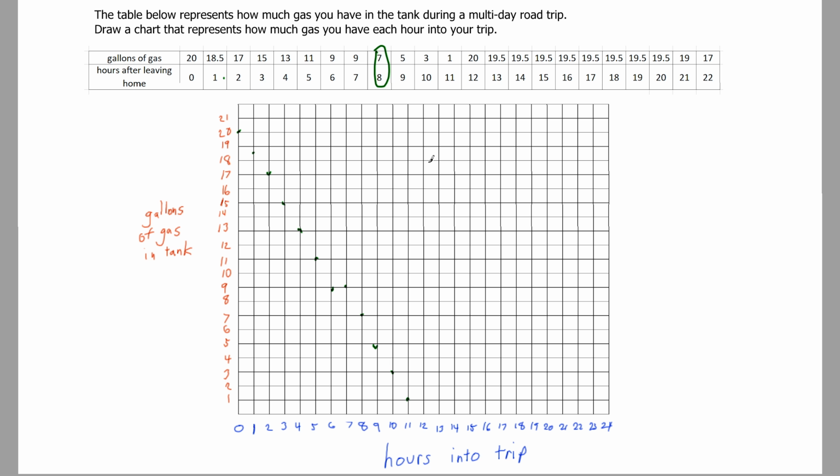So we find 12, go up the line to where it intersects with the 20 line, and put a dot right there. Then we only lose half a gallon the next hour. All right, 19 and a half, and then it stays at 19 and a half until hour 21. So 19 and a half, 19 and a half.